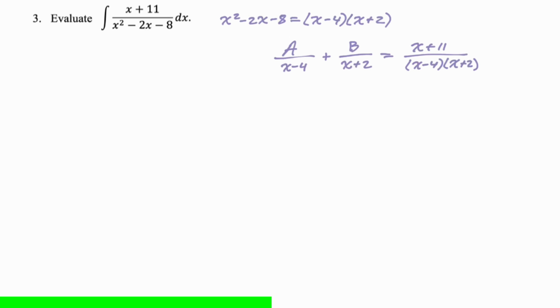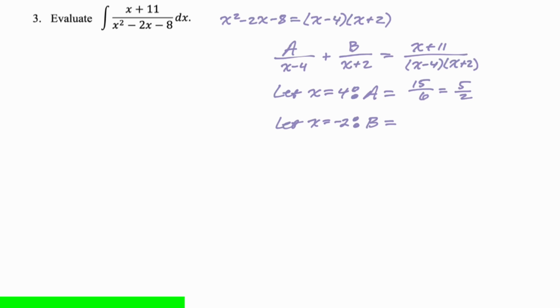So A over x minus 4 plus B over x plus 2 is (x plus 11) over (x minus 4)(x plus 2). If we let x equal 4, we will figure out A. So that's going to be 15 over 6, which gives us just 5 halves. If we let x equal negative 2, we'll be finding B. That's going to be 9 over negative 6. So 9 over negative 6 is negative 3 halves.